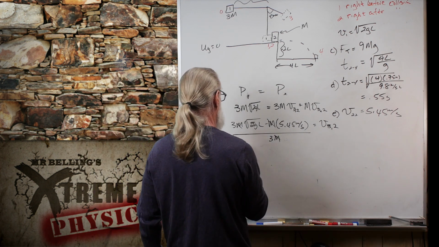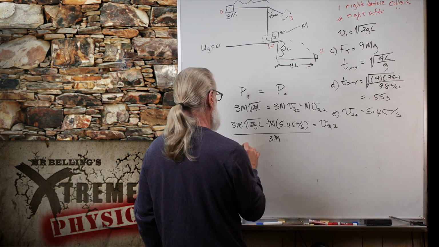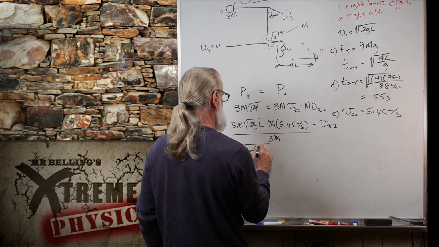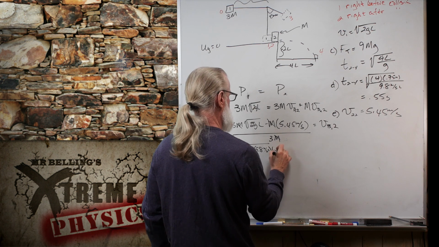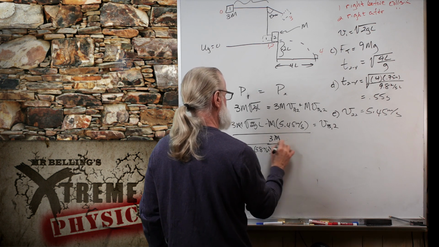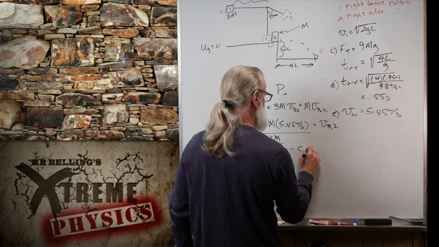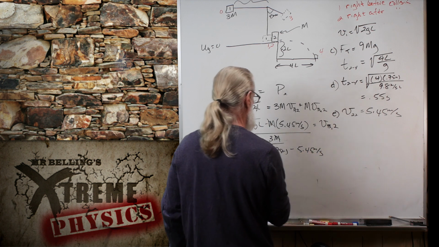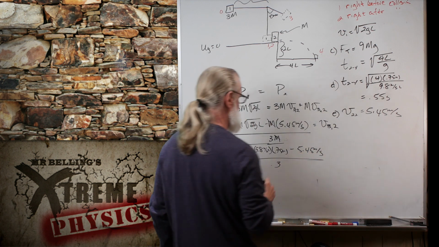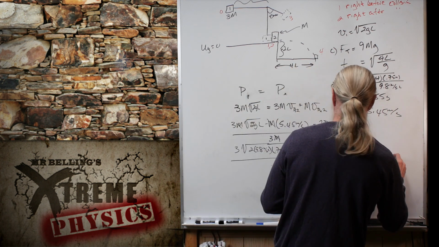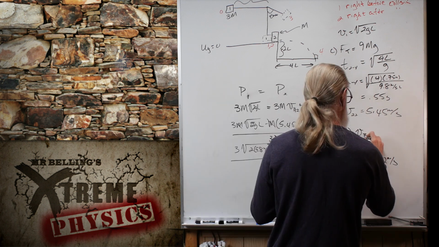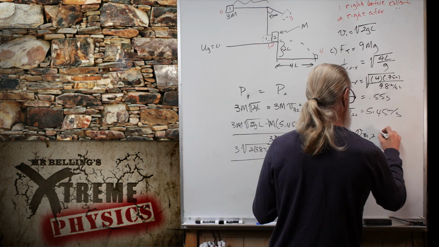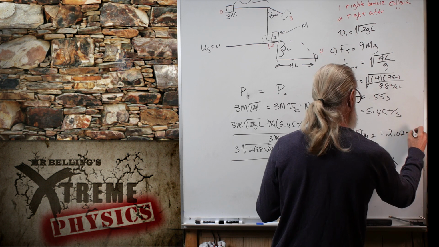And what do we got? 3 times the square root of 2 times 9.8 meters per second squared times L, which is 0.75 meters, minus 5.45 meters per second, divided by 3. Yeah, 2.02 meters per second. All right. Velocity of block 1 at 2 equals 2.02 meters per second.